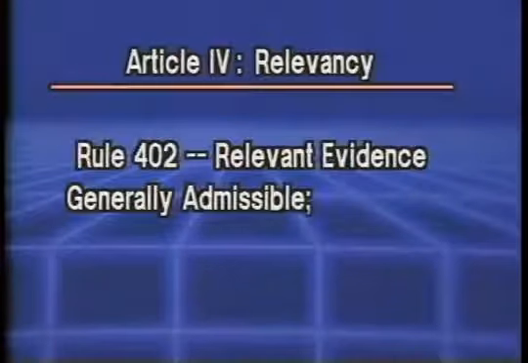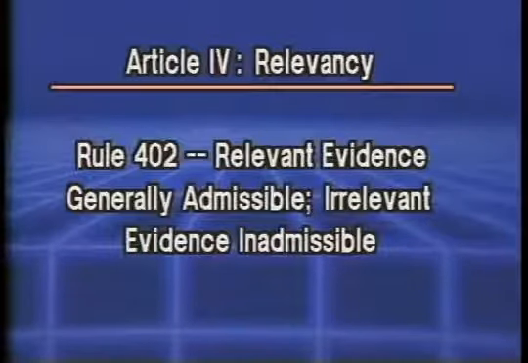Rules 401 and 402 anchor the philosophy of the Federal Rules of Evidence. Look first at Rule 402. It says all relevant evidence is admissible except where the rules say otherwise. And it also says this: evidence which is not relevant is not admissible. That anchors the philosophy of the Federal Rules of Evidence.